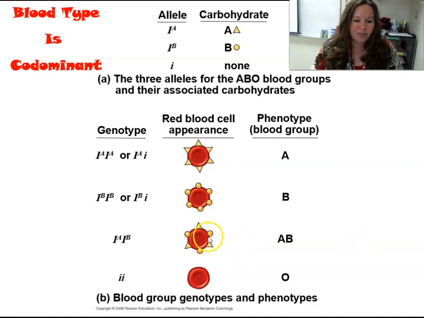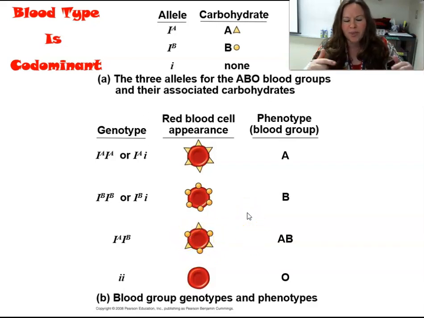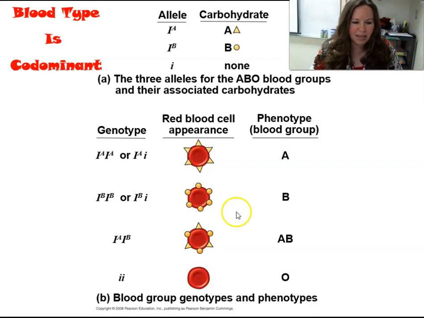All right, but I do like how this picture here shows codominance showing both antigens, both the triangle and the circle, that there's not a blend of it, that they're both actually being expressed equally and evenly. All right, so that is incomplete dominance and codominance and some different examples of that.